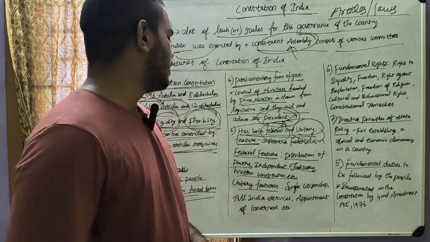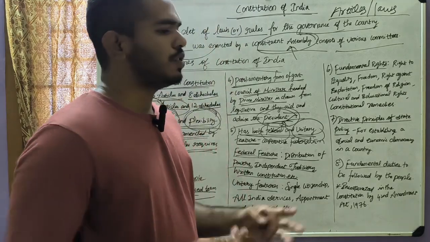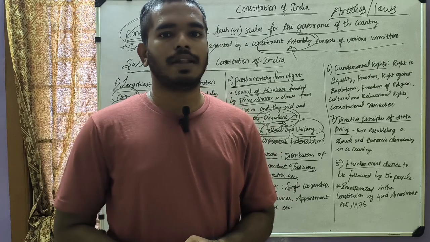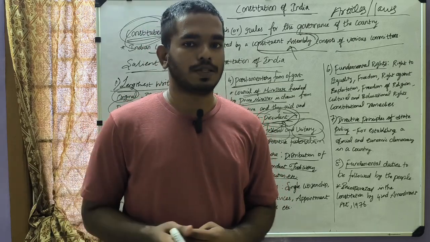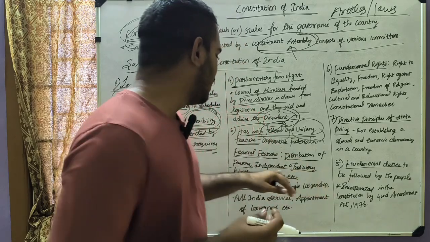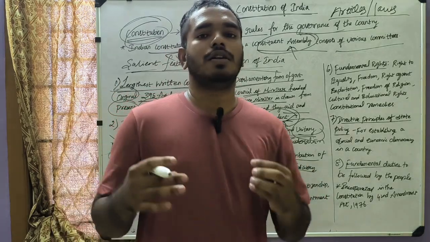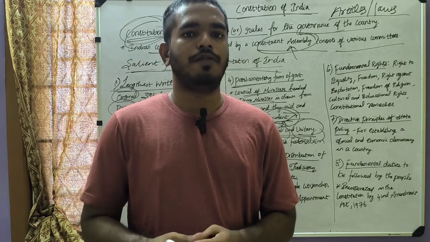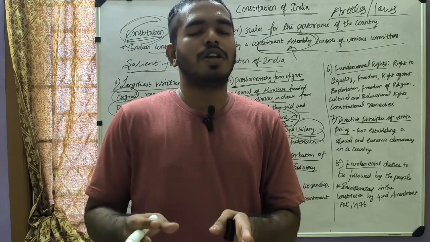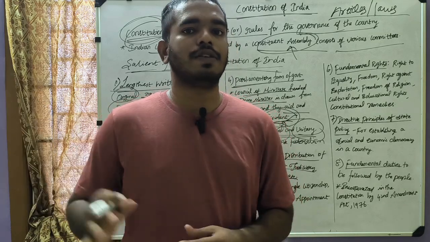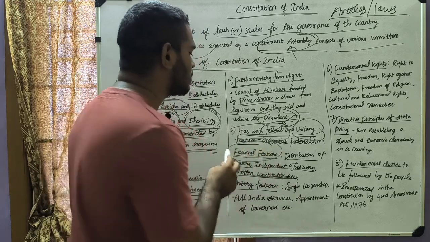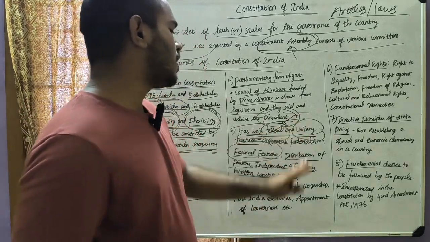The next one is the written constitution. A written constitution means that the constitution cannot be frequently changed by the central government according to its wish. It is a written one. It cannot be easily changed. Some articles of the constitution require the assent of the state legislatures also. So it is a written one. So these are all the federal features of the Indian constitution.